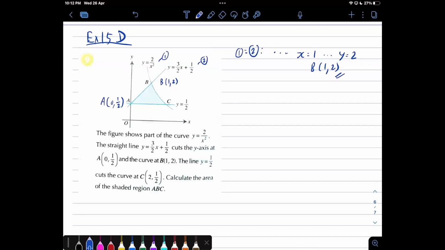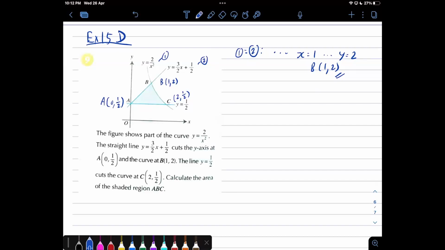Then the line y equals half cuts the curve at C at 2, half. So likewise over here, 2, half. This one is just y equals half, not so bad to calculate on your own. Sub y equals half into 2 over x squared, solve for x. Then after that, calculate the area of the shaded region ABC.